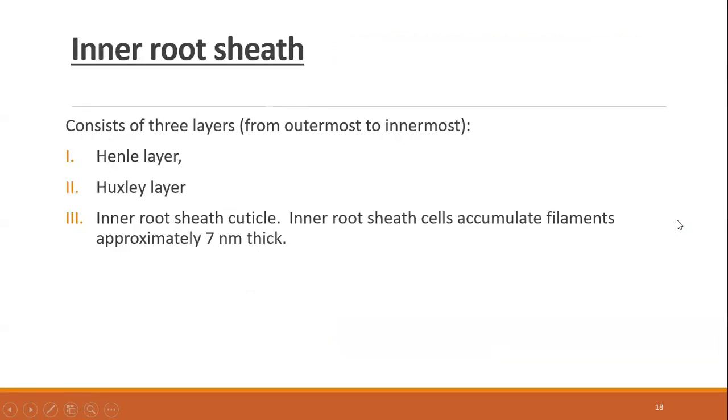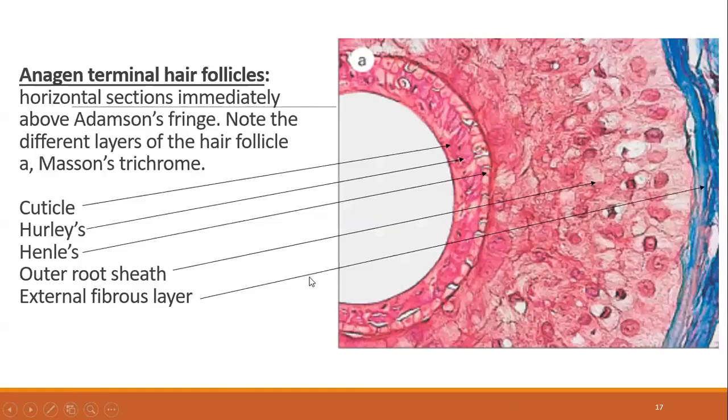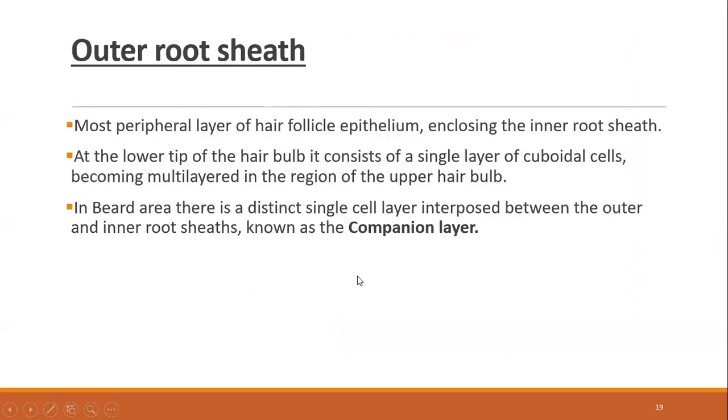The inner root sheath, as I've explained, consists of the cuticle, the Henle layer, and the Huxley layer. Outer root sheath: the most peripheral layer of the hair follicle epithelium enclosing the inner root sheath. At the lower tip of the hair bulb, it consists of a single layer of cuboidal cells, becoming multi-layered in the region above the hair bulb.